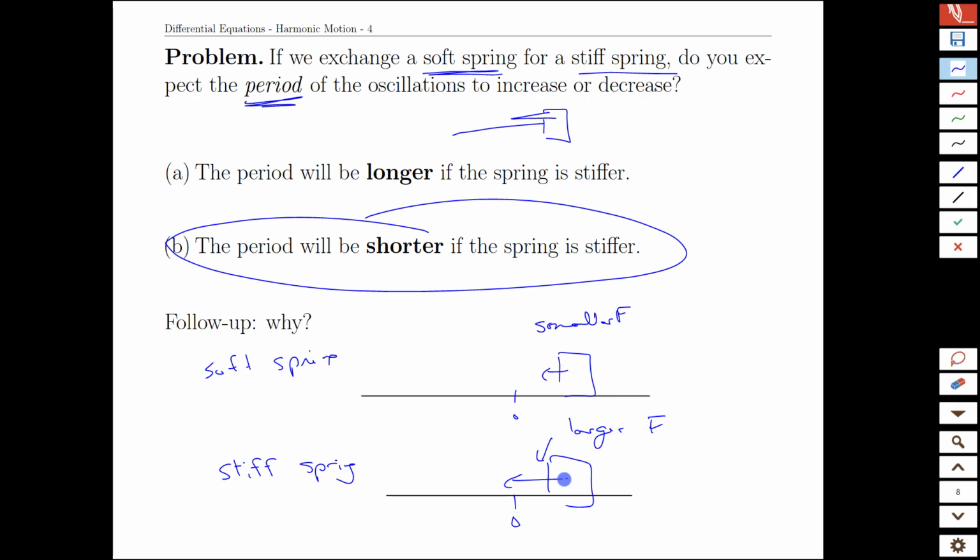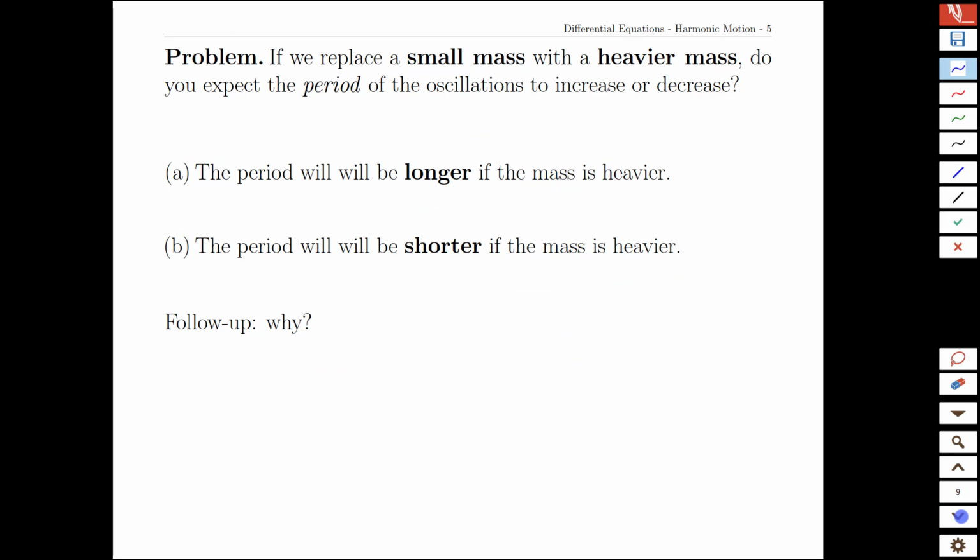And so you're going to shoot through, say, 0 more quickly than you would have under these more relaxed spring conditions. And the faster you get through 0, the faster you're going to end up reaching your far point and then back, completing one full cycle. So the stiff spring will lead to a shorter period for one cycle. Okay, so soft versus stiff springs.